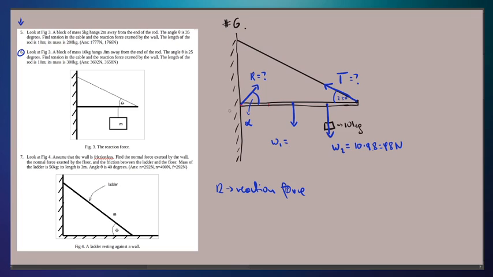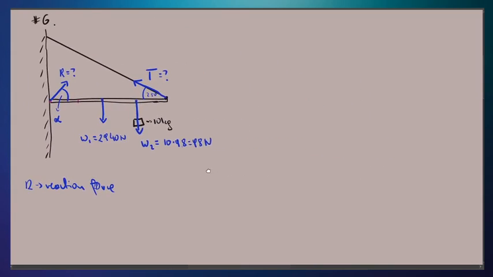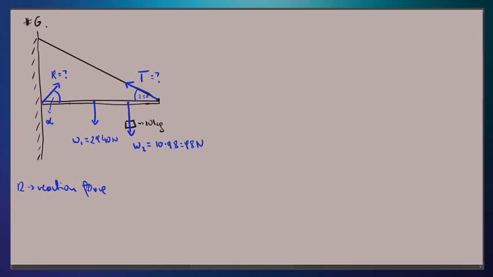$29.40 is what I have. So I'm going to put here 29.40 newtons. Okay, so I have this, I have the angle, I don't know tension, and I don't know R. All right, so I can go ahead and start to solve something about this. I can now start to find some of these things.